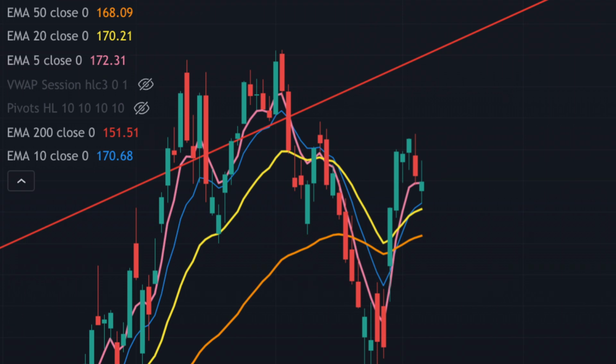Then I want you to add the EMAs. You'll want to add the 5, 10, 20, 50, and 200. These are levels used by many traders, so it helps to be looking at EMAs that most other people are looking at as well. EMAs function as support and resistance.